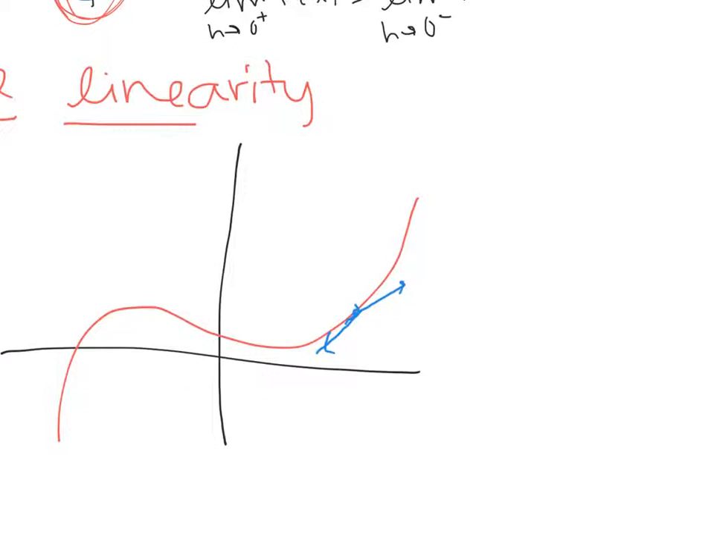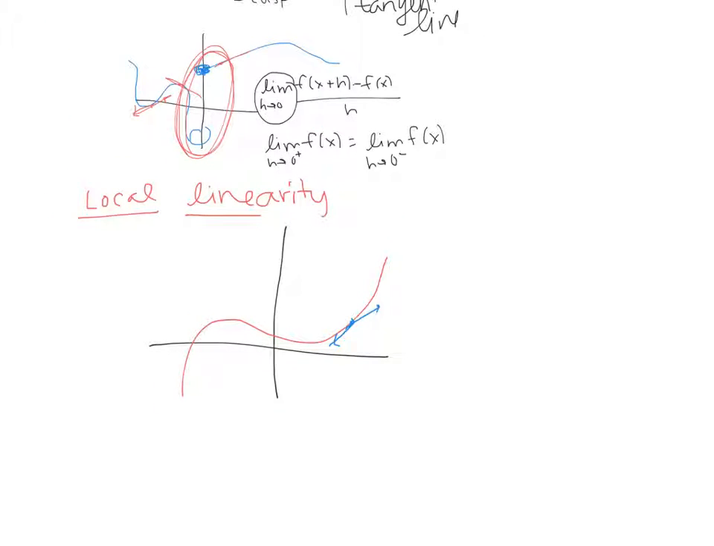If I zoom back out, clearly my line's not straight, right? It's a curve, it's not even a line. Therefore, we call it local linearity. So when you have local linearity, you know you have a derivative, okay? Right around the point a derivative exists.